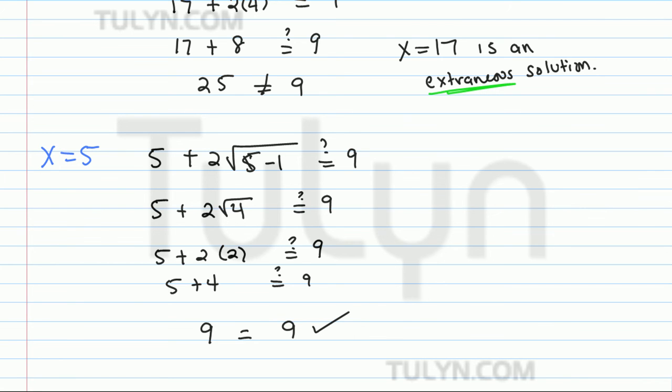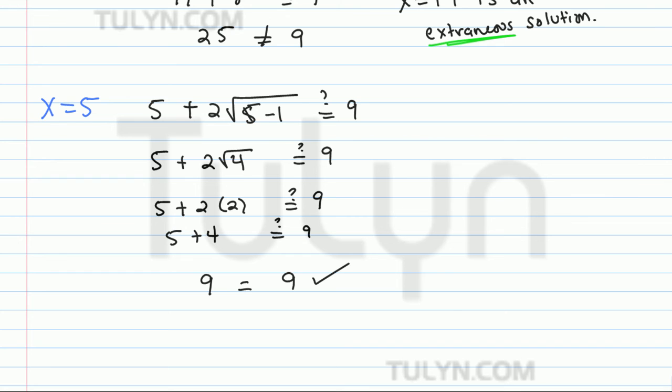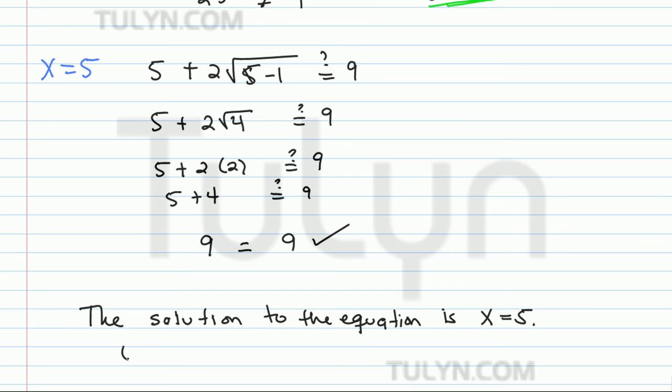So this equation checks. Since we have an extraneous solution and a solution that works, we should write down that the solution to the equation is x is equal to 5, and if you want, you could write a little extra note here: x is equal to 17 is an extraneous solution. Just giving as much information as possible in your answer. So there we go. The solution is x is equal to 5.